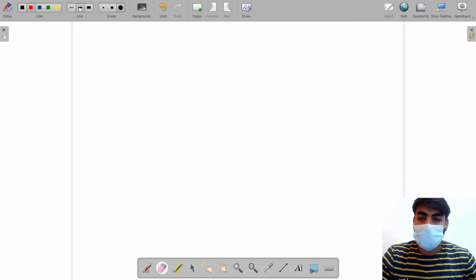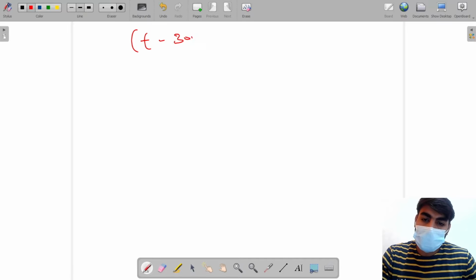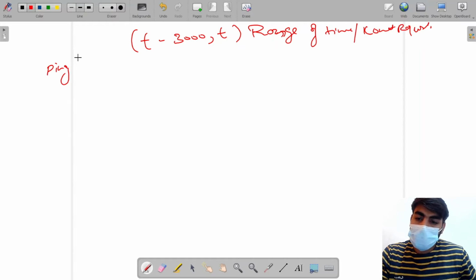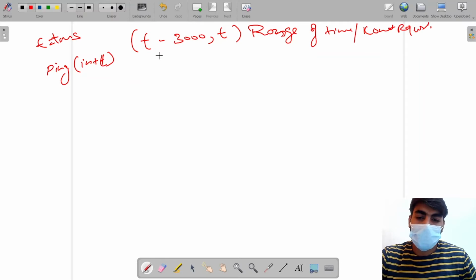So in this question, what they are given, I am writing, we have a t minus 3000 range. Okay, range of time, or you can say the range of counting requests, and we have the function ping int t, and t is time in milliseconds. I am taking some examples of time in milliseconds so that you can easily understand what we have to do in this question.